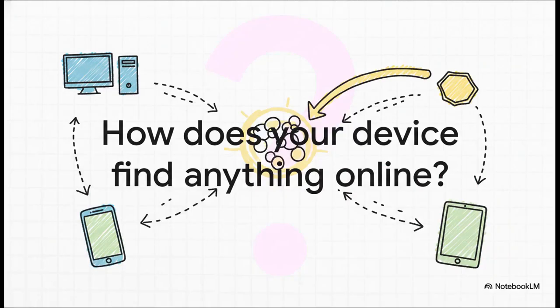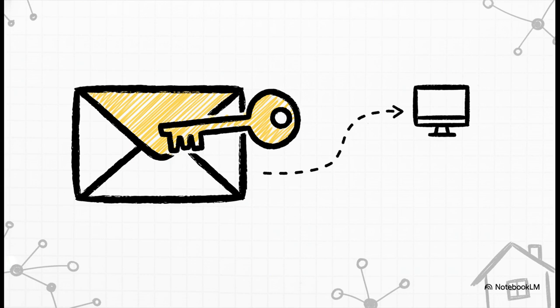I mean, have you ever really stopped to think about it? How does your phone, out of literally billions of devices, connect to the exact website you want? And how does that website's data find its way back to your screen and not someone else's? Well, it all comes down to a unique identifier called an IP address.